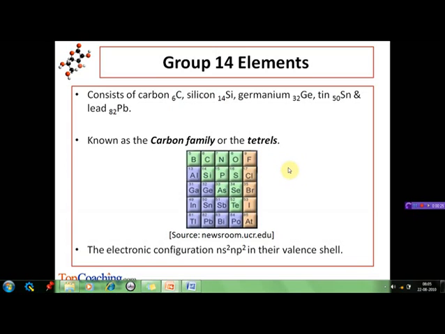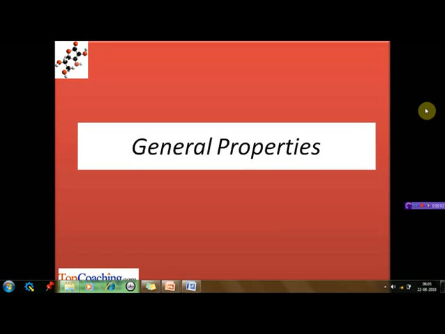The electronic configuration of these elements is ns2 np2 in their valence shell, that is, the outermost electron is in the p orbital. Now let's have a look at some of the general properties of group 14 elements.